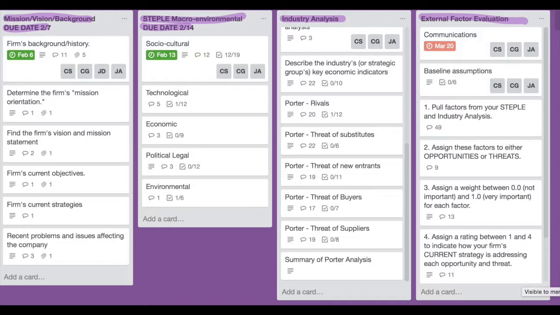We followed these same steps for the Porter analysis. Then, from both the steeple and Porter analysis, we pulled the most significant ones and gave them a weighted average to determine the overall importance of each one.